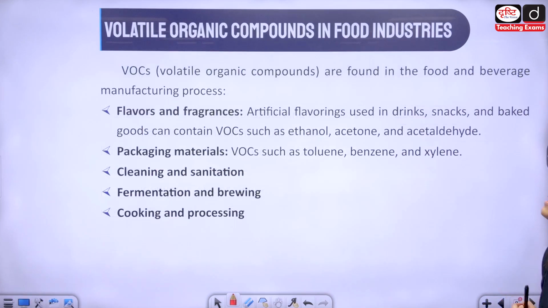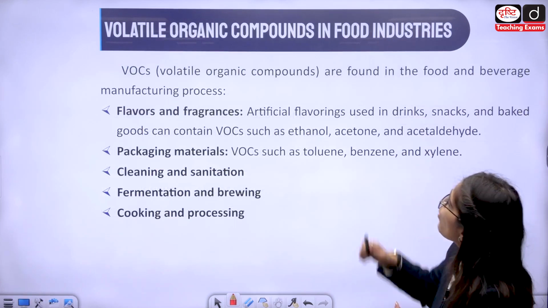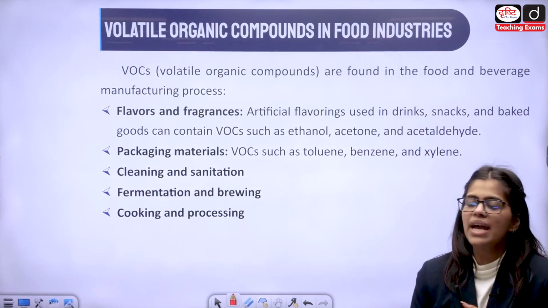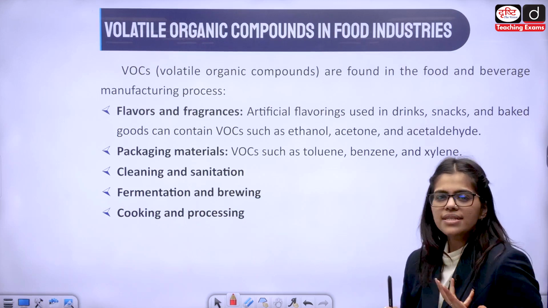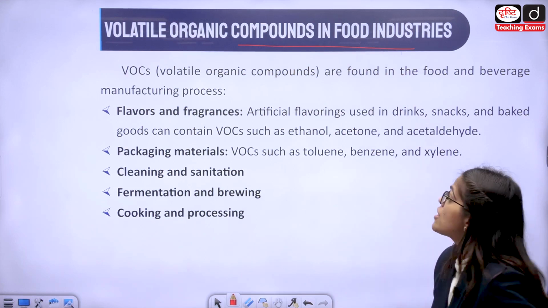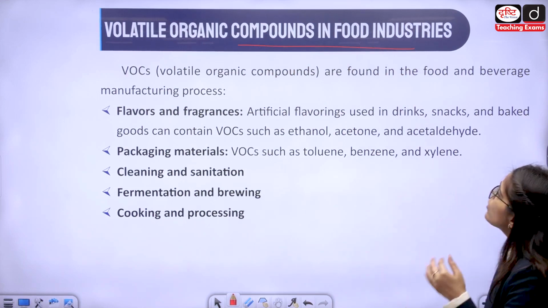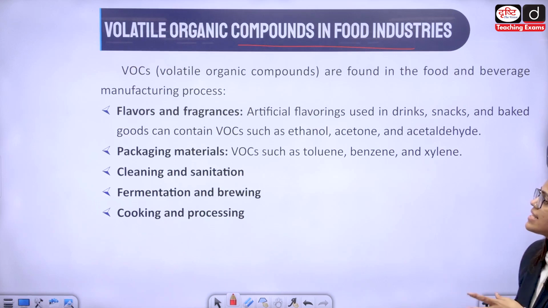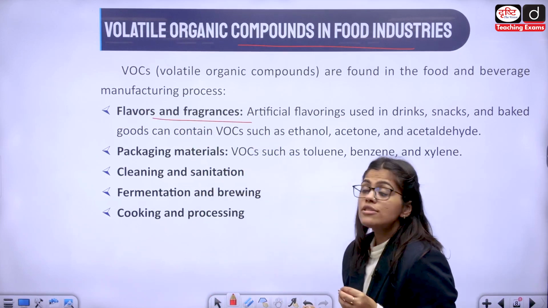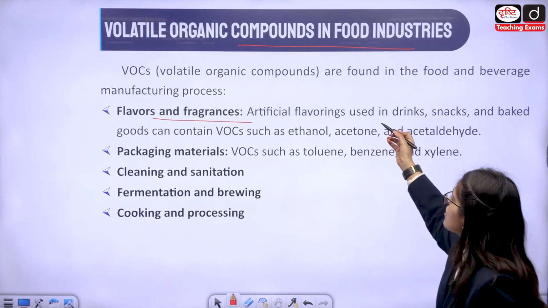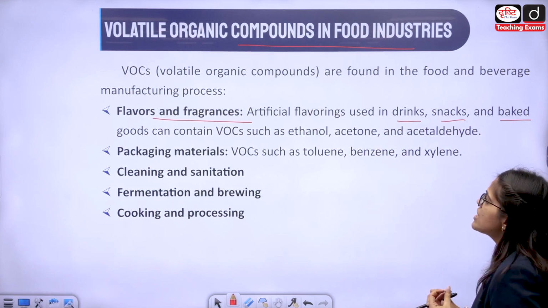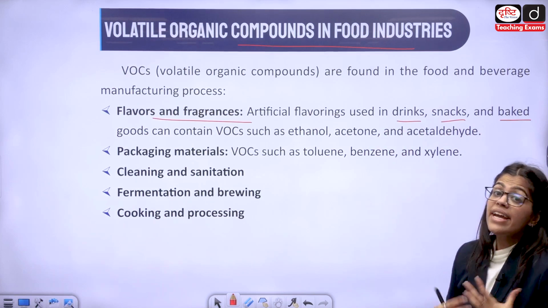Let us go forward. Then there are some volatile organic compounds that come out of the food industries also. I see a lot of times VOCs are asked. Let us study one step further and see these VOCs that are released from the food industries. VOCs are found in food as well as beverage manufacturing processes. So we have flavors and fragrances. These are also VOCs. Artificial flavors that are used in your drinks, your snacks, and when you are baking, the goods also contain VOCs like ethanol and acetone, which can create a lot of problems.